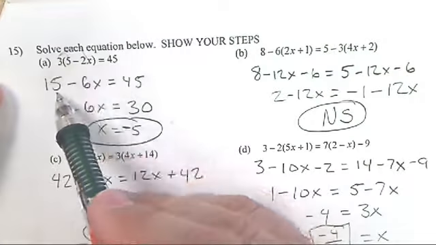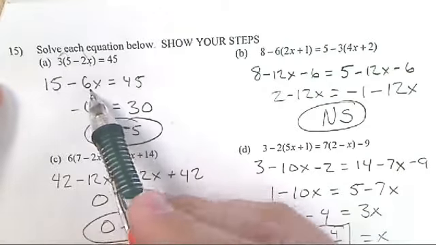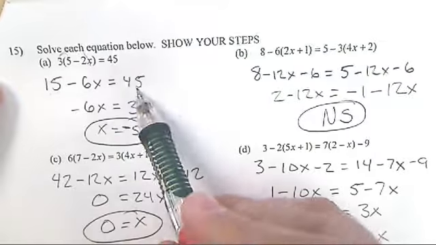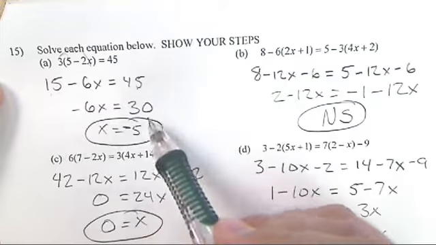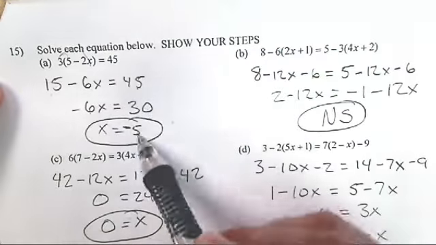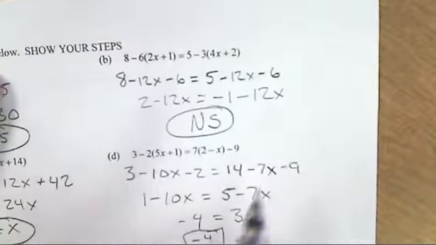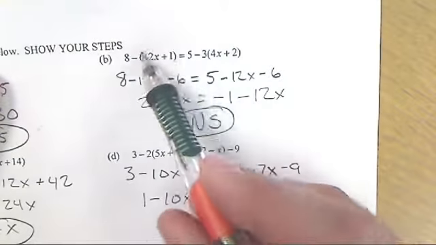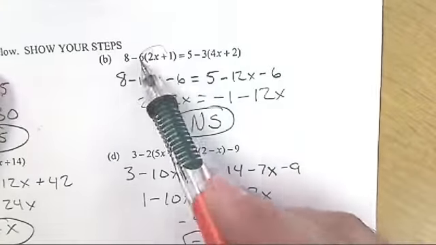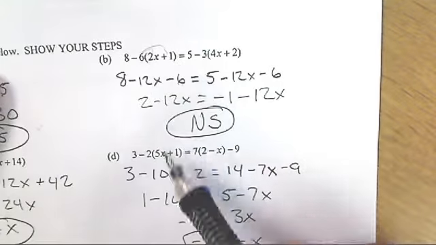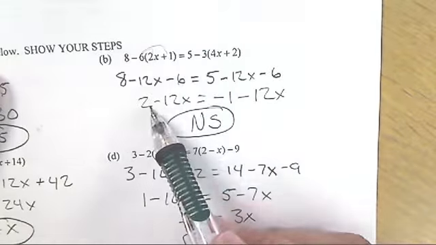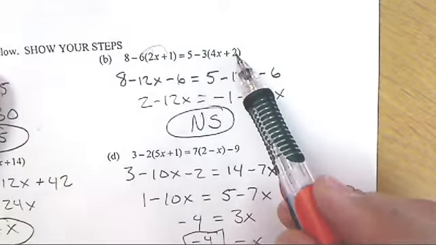Distribute 15, negative 6. Subtract 15 from both sides, and I get the 30. Divide by negative 6 on both sides, I get the negative 5. Distribute. Negative 6 times a 1 is a negative 6. Combine like terms. Distribute.